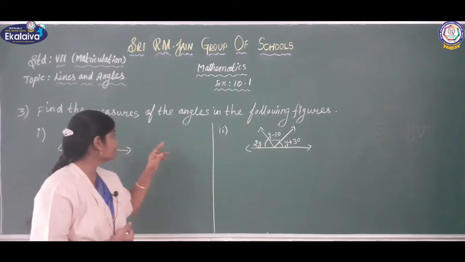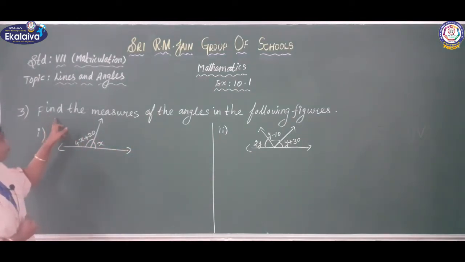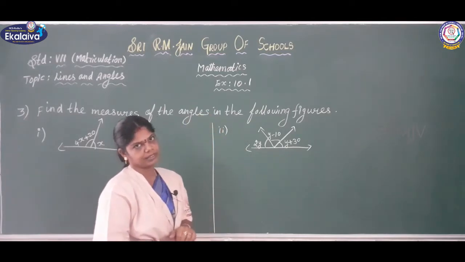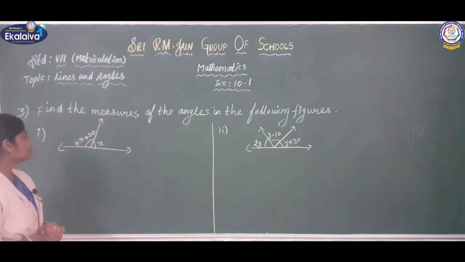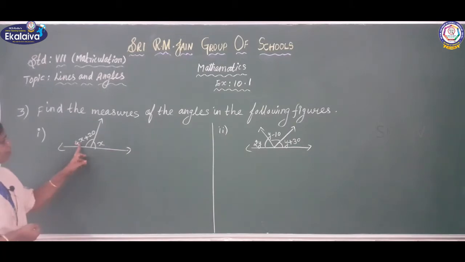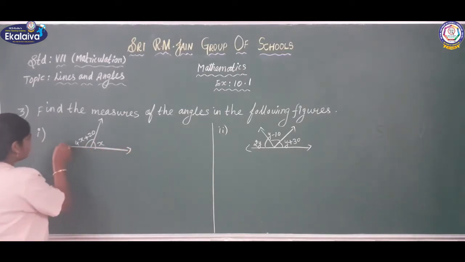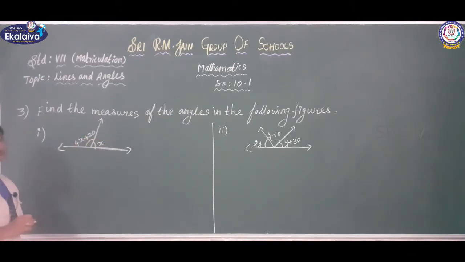See the exercise sums. Third one, find the measures of the angles in the following figures. So we need to measure this. Look at here. The first one, 4x plus 20 and another angle is x. Here two angles are there. What is this, children? This is a straight line. The ray is passing through this straight line.